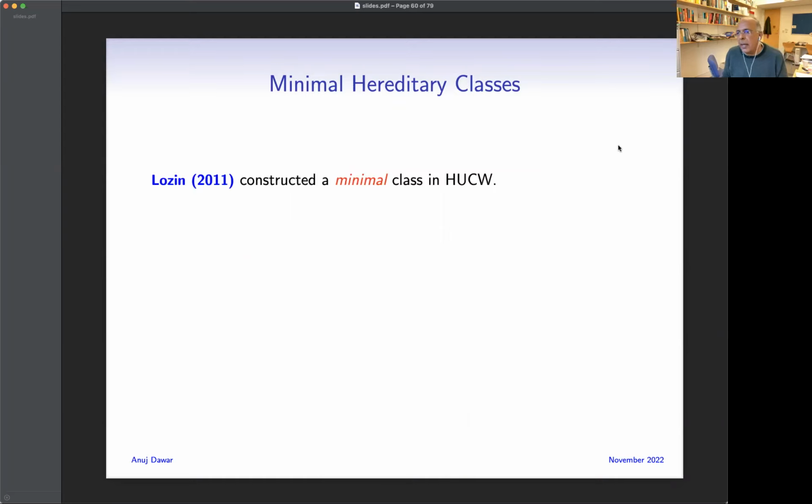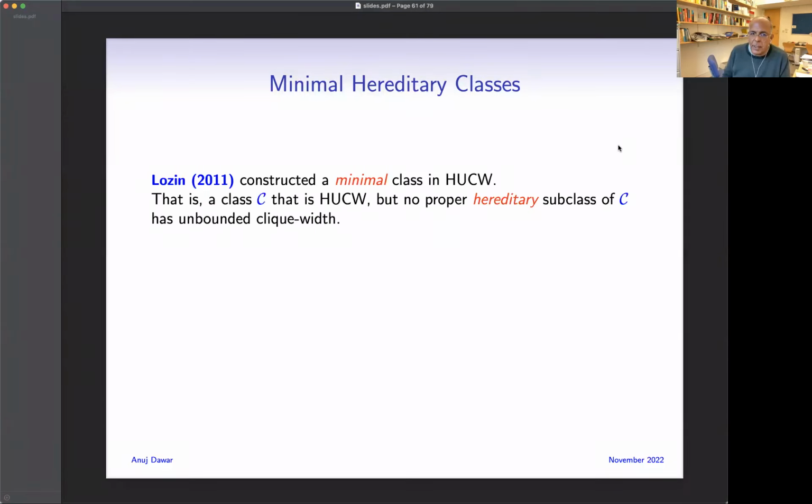Now, these hereditary classes of unbounded clique width have attracted a lot of attention in the graph theory literature in recent years, right? Quite separate from logic and finite model theory, I would say. And I will just give you a little sampling of the results that motivated our work. Lawson constructed a minimal class in HUCW. And I'll show you the construction in a few minutes.